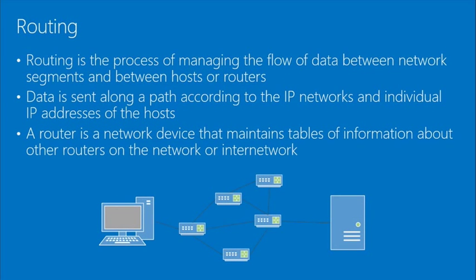So the first thing that we need to talk about is routing. Routing is a process of managing the flow of data from one network segment to another between hosts, devices, and routers. Data is sent along a path according to the networks and the IP addresses of the hosts. So think about it as where you have a map in front of you, you're at your starting point, you're trying to get to your destination, and there might be multiple methods or roads to get to your destination. How do you decide how you're going to get to your destination?